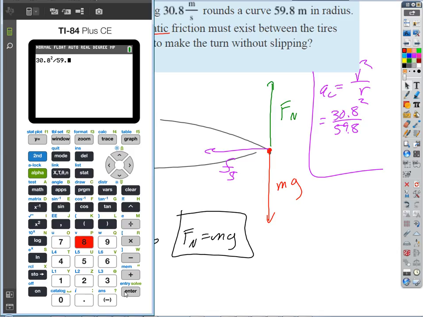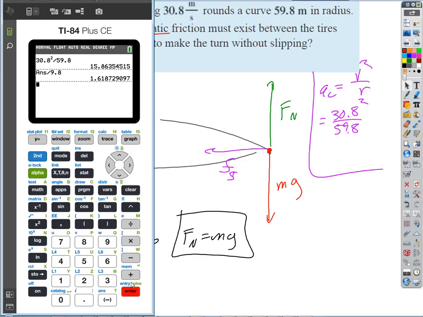So there's the centripetal acceleration, divided by g, which is 9.8. So that's kind of weird. You think this is going to be a difficult turn to make at that speed with that radius? Kind of looks like it. That's requiring a very high static coefficient of friction. I mean, that's almost unreasonably high.